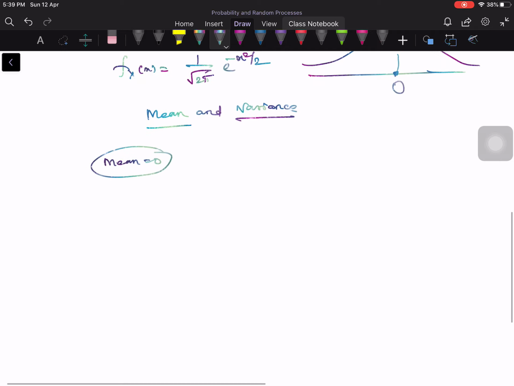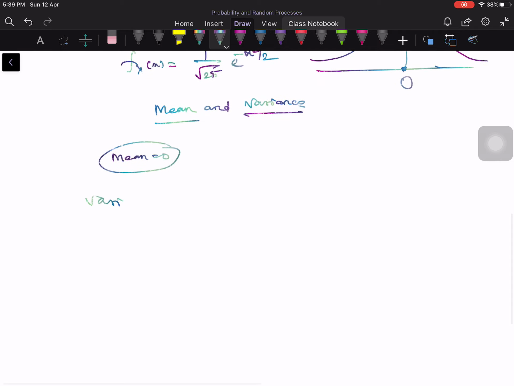But what is the variance? How do you find the variance? Well, here there is no shortcut. You have to do another calculus exercise, and you find that the variance is equal to 1. So this is a normal density function that is centered around 0.